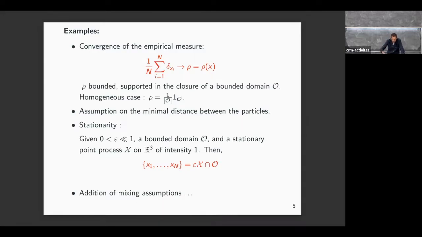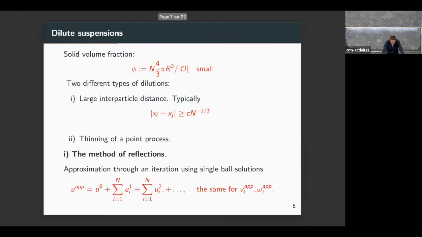You can even push further the assumptions, add some mixing and so on. But of course, you are taking a risk when you make such assumptions that they will not even be satisfied locally in time. But sometimes it works. Okay, so now I go back to the full model evolving in time, and I'm interested in this asymptotics as n goes to infinity.